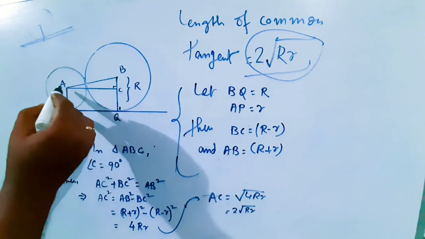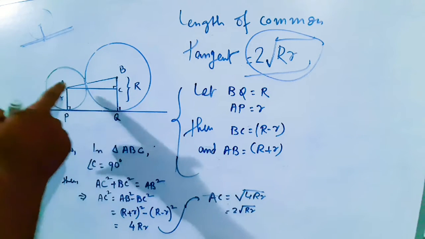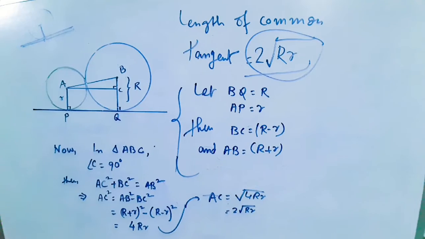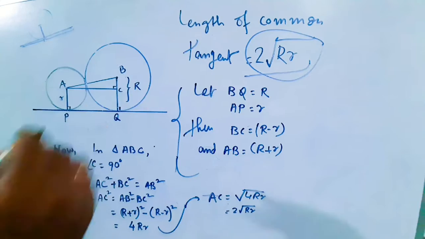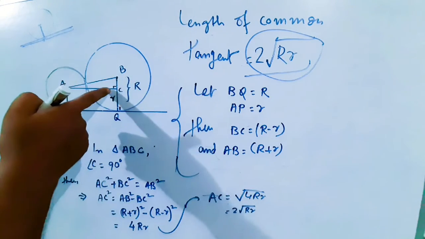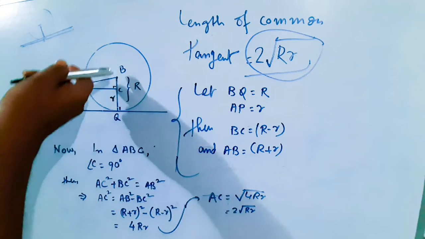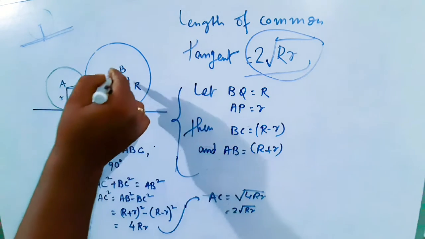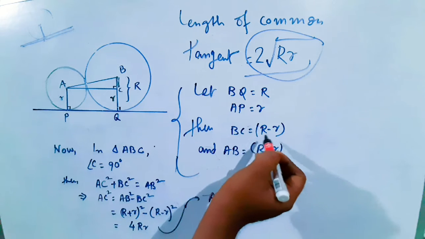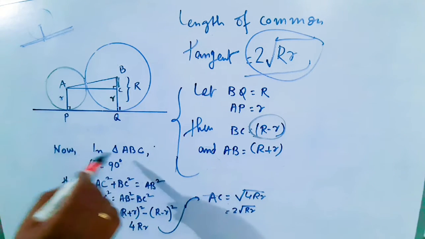Since AP is small r, CQ must be small r, as this is a rectangle. So this part is small r. So BC equals BQ minus CQ. BQ equals capital R, CQ equals small r. So BC, this part, equals capital R minus small r. Okay. Now come to the point.